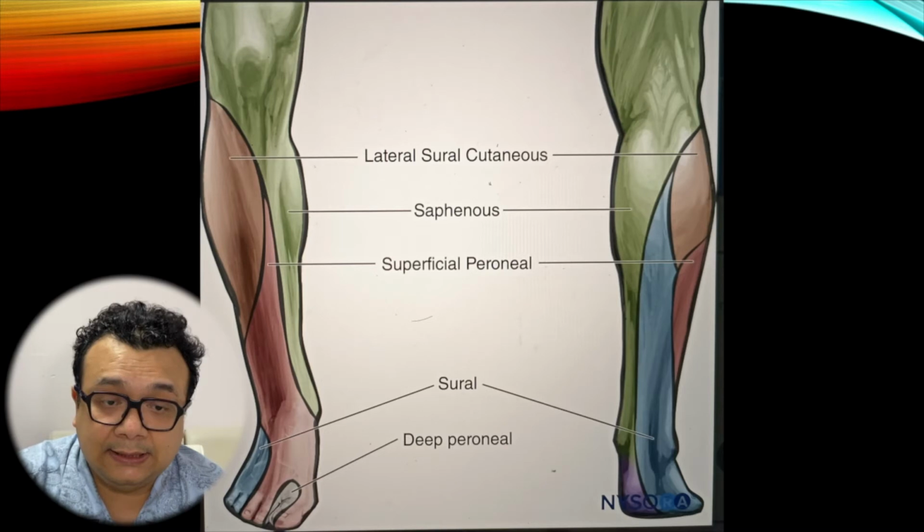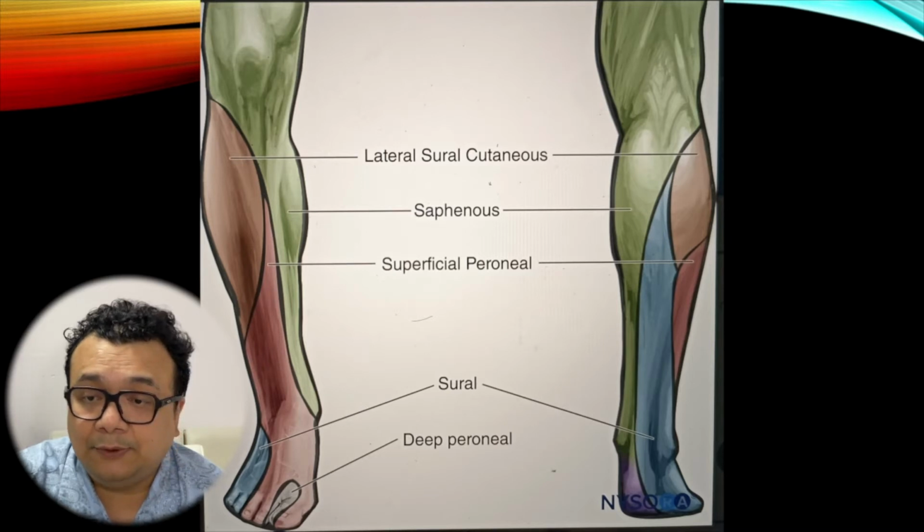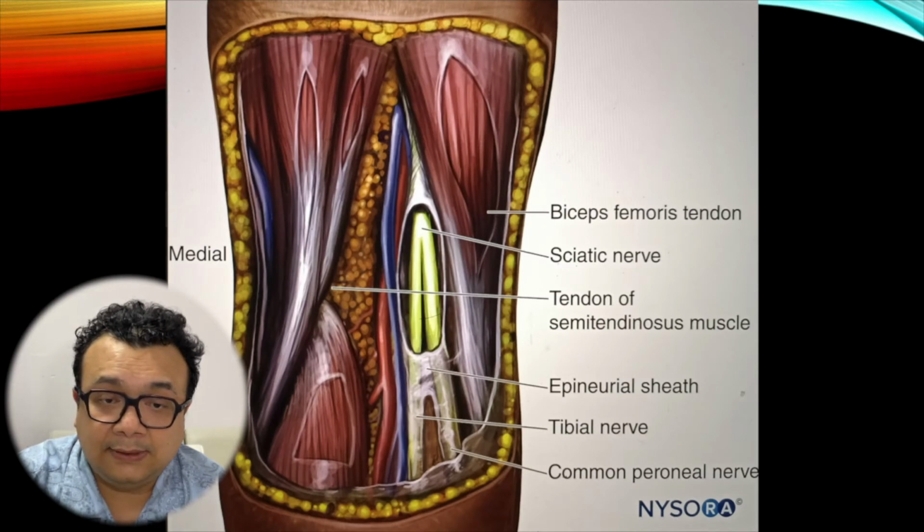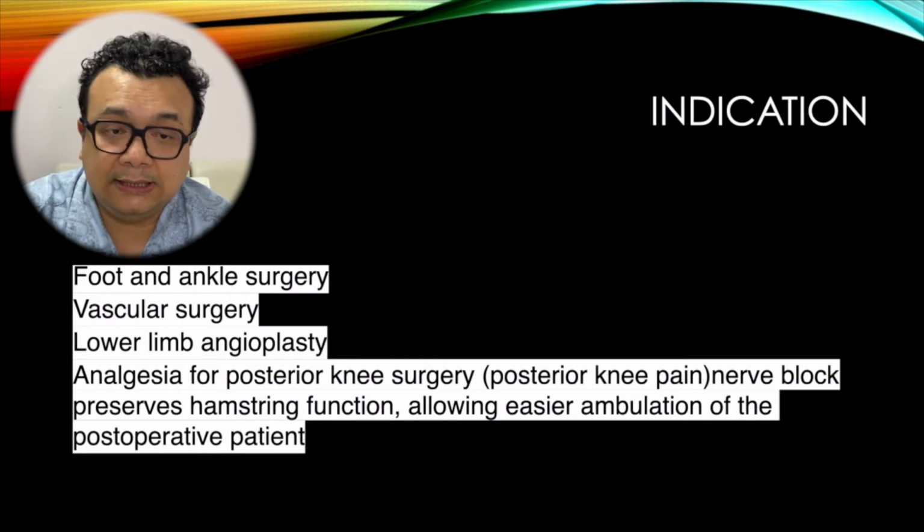So popliteal sciatic, what is the coverage? The coverage is normally below the knee, on the lateral aspect of the shin until the toe area, almost all covered by the popliteal sciatic block. Alright, again, you can see from the diagram, next to the bifurcation is the biceps femoris, and then you have the nerve coverage. So you aim to give before the bifurcation. So indication: foot and ankle surgery, vascular surgery at the foot, lower limb angioplasty, anesthesia for posterior knee surgery, right?